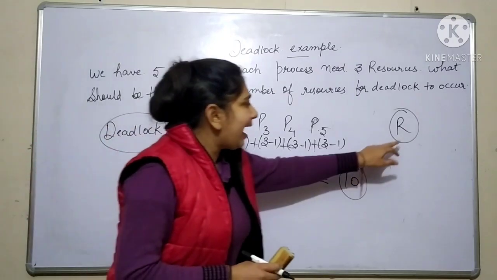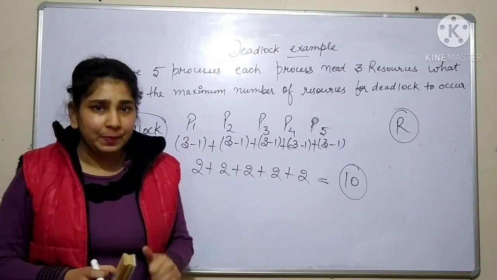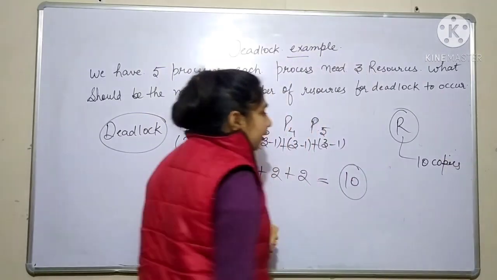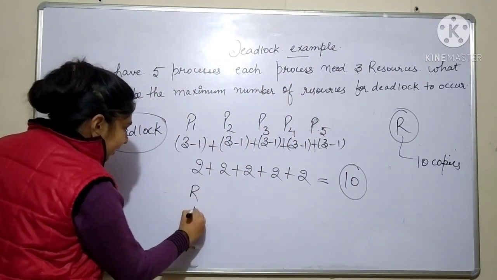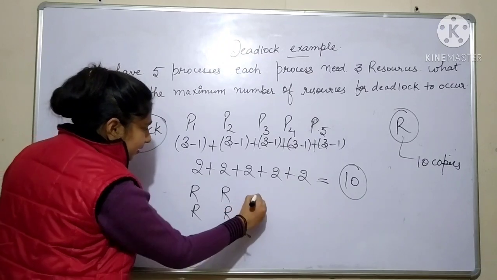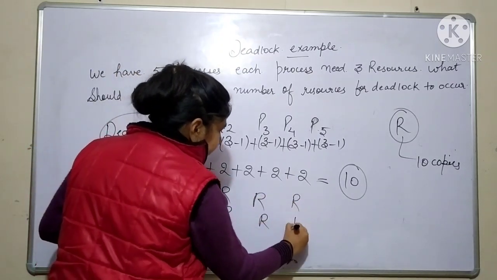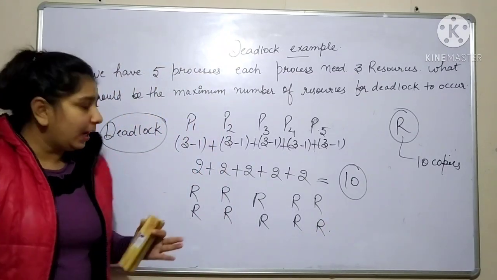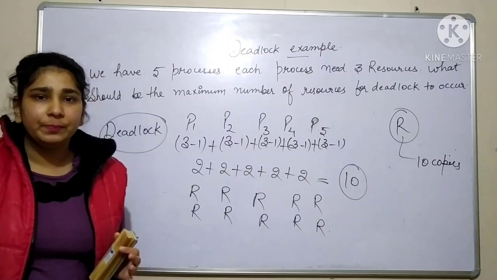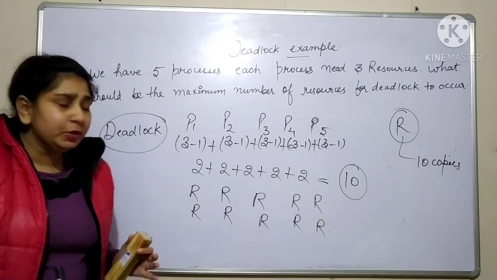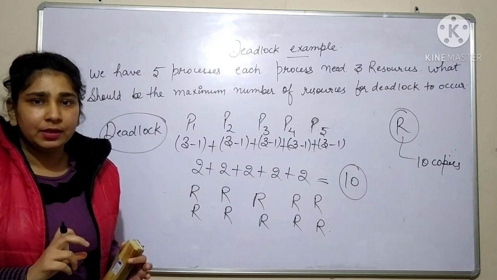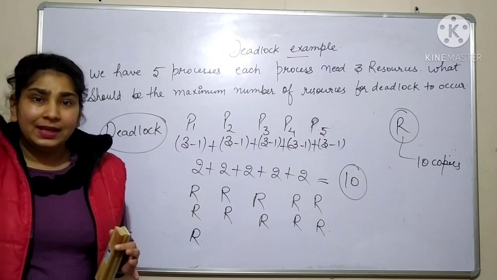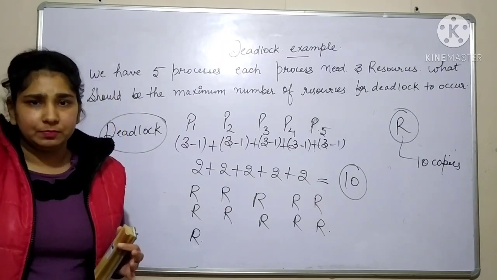Let's suppose I am having this resource R, I am having 10 copies of it. If you assign resources like this to 5 processes, each and every process has acquired 2 resources. Now if you try to add 1 more resource here, then we don't have a deadlock problem.